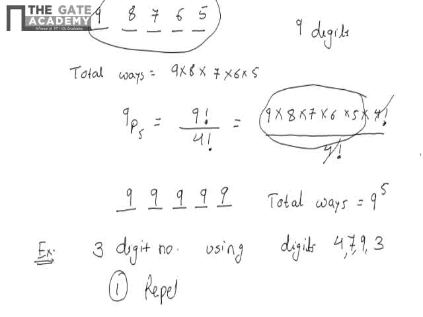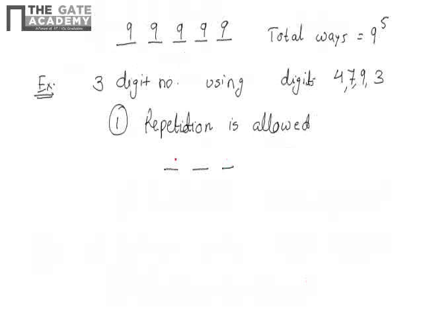First, repetition is allowed. If repetition is allowed, we can choose the first digit in 4 ways because there are 4 digits, another also in 4 ways, and the last one is also in 4 ways. So the total ways will be 4 cube, that is 64.